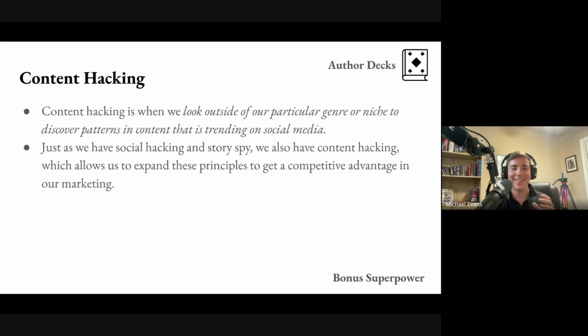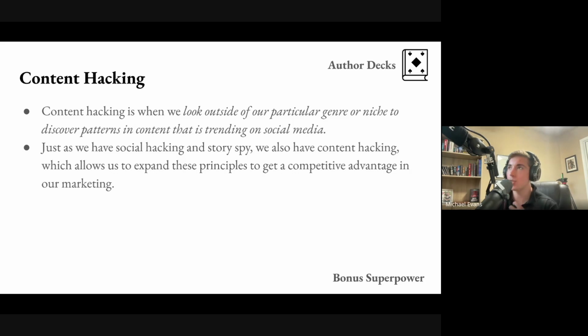Now, not even close to last, we're going to talk about content hacking. And I love this one. It's fun. So I have a few superpowers that we go over in the 50 author market superpower decks that talk about how to see things that are trending and be able to improve what you're doing based on that. This is not that. Content hacking is specifically looking outside of your niche, outside of books even, and to see what content is just doing well generally on social media. And then using that to discover patterns and make our content better.